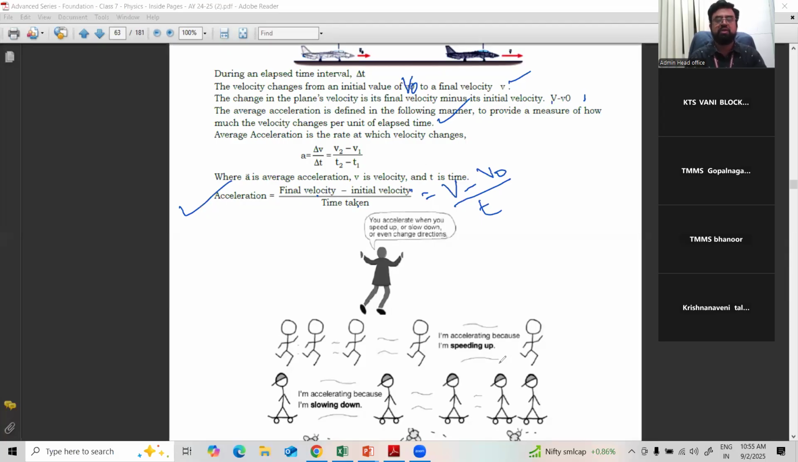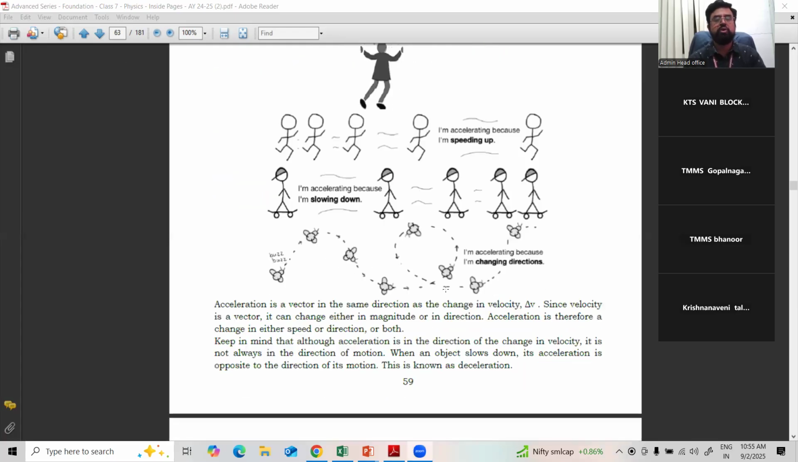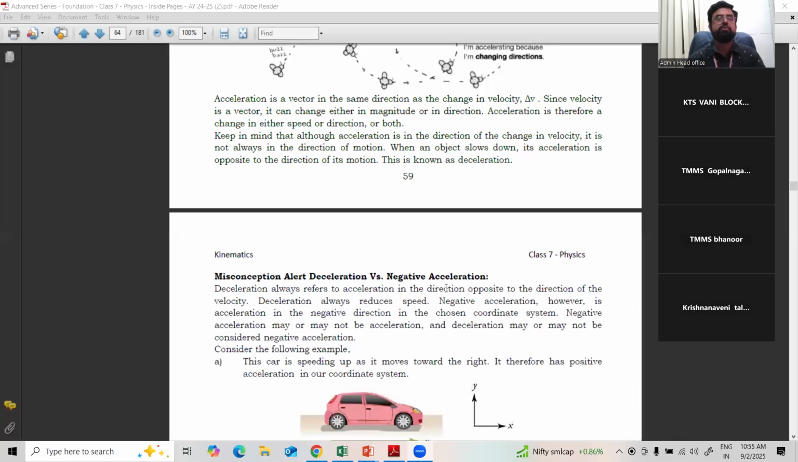Many examples are given of how they are changing the speed. Starting, then changing the speed and speeding up more. As they are speeding up, the gap between them grows; here speeding up, slowing down here. So acceleration can be either speeding up or slowing down. If it is slowing down, that is called deceleration or retardation or negative acceleration. Many diagrams are given here.